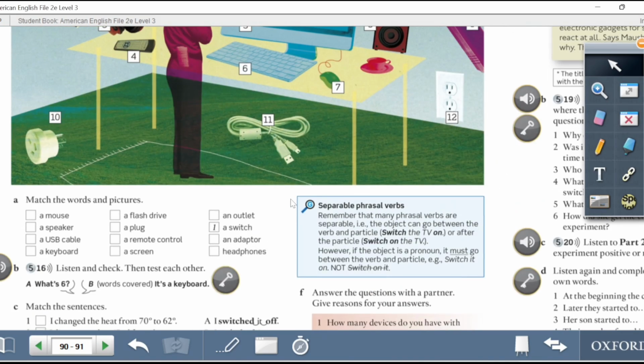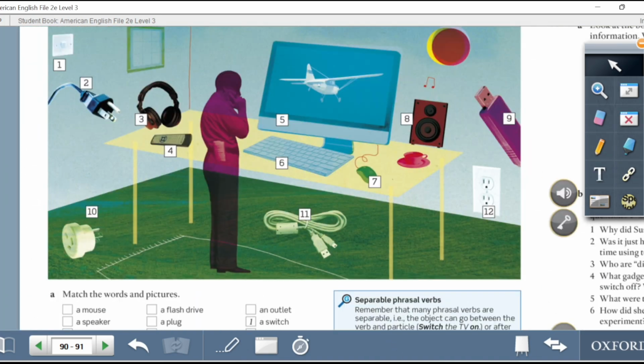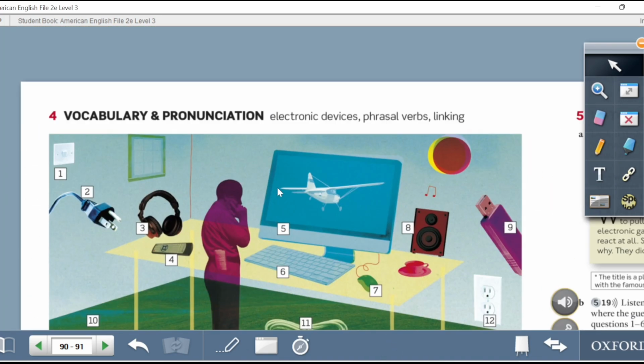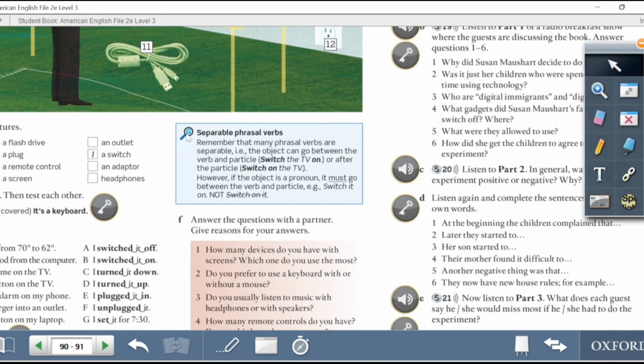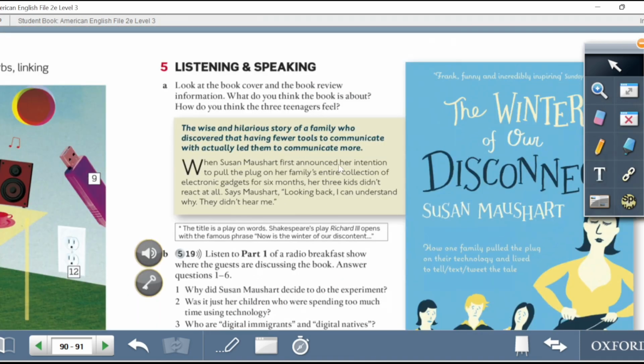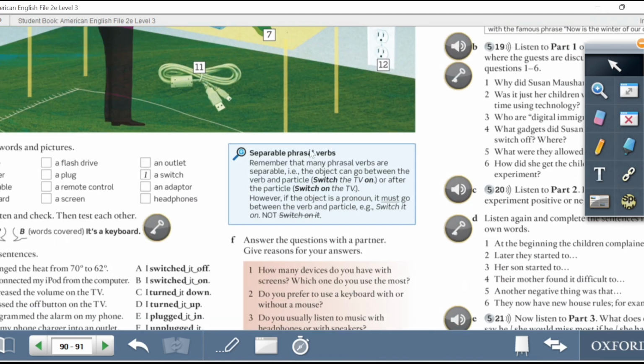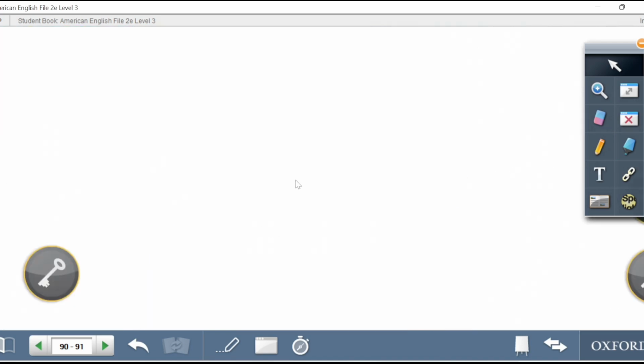کتاب امریکن انگلیش فایل 3 درس 9B رو با هم شروع میکنیم. درس 9B با وکابولری شروع شده و بعد میپردازیم به یک گرامر کوچیک که separable phrasal verb هست و در آخر listening و speaking. من اول از همه این separable phrasal verb رو براتون توضیح بدم.